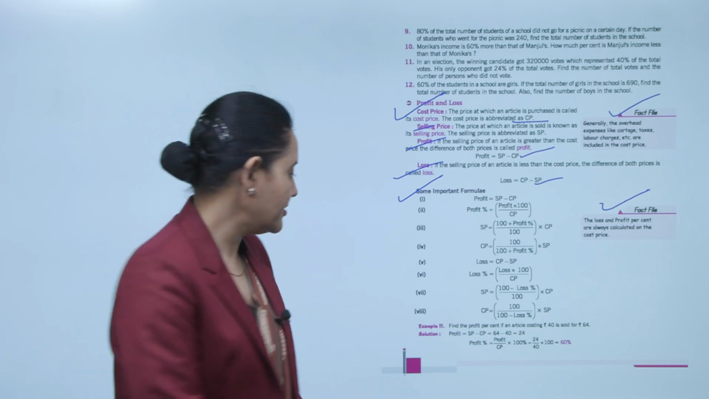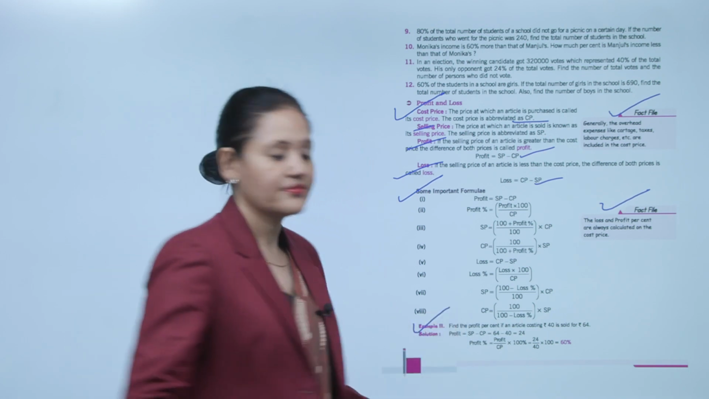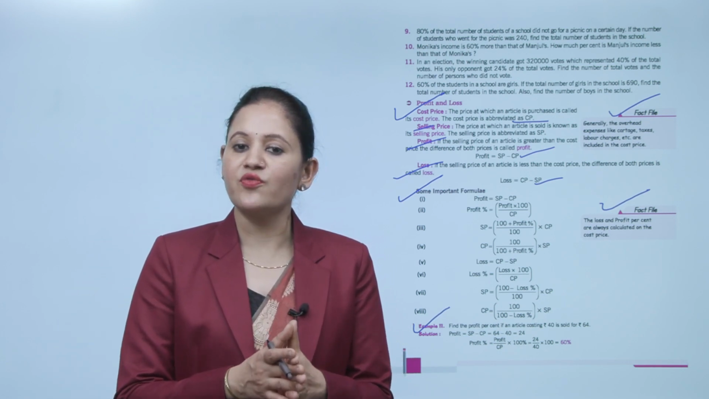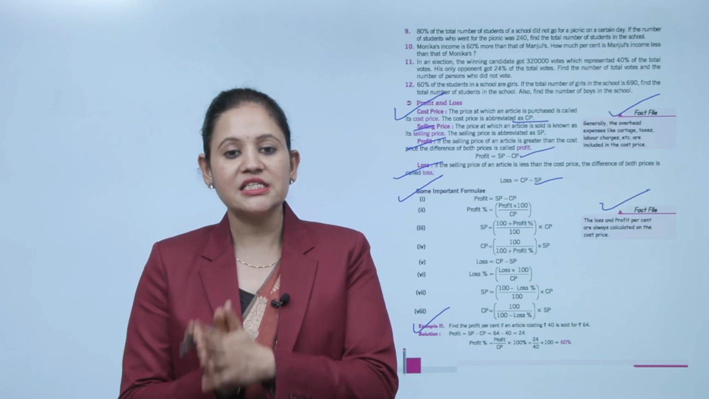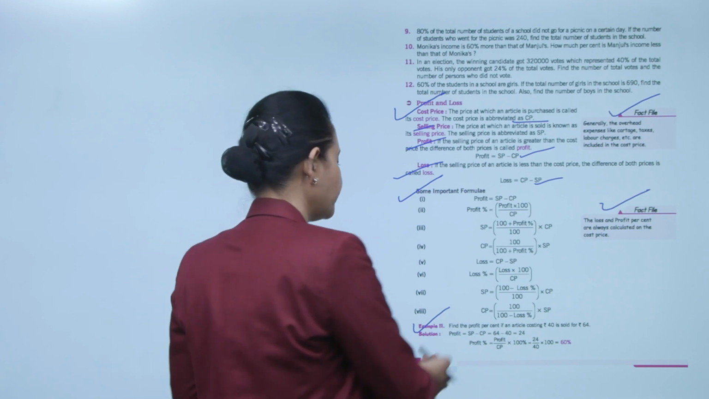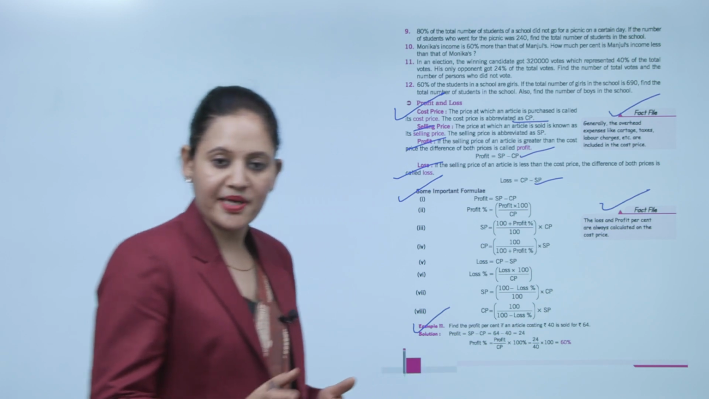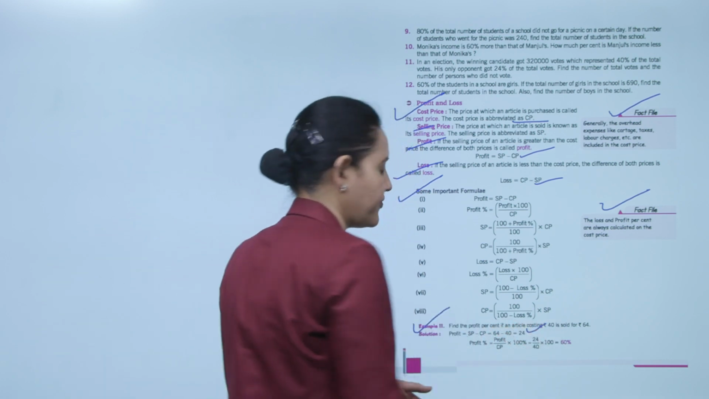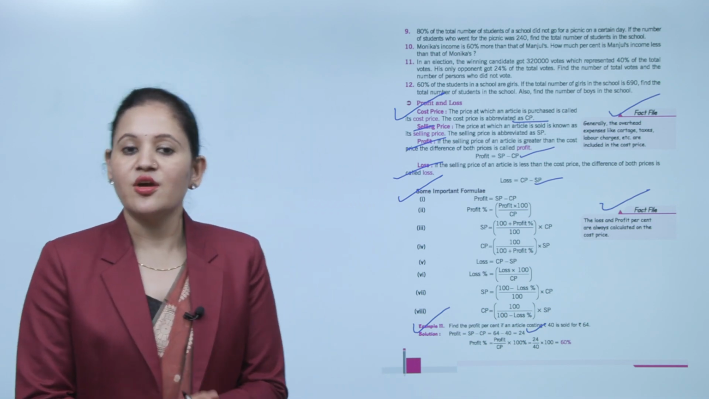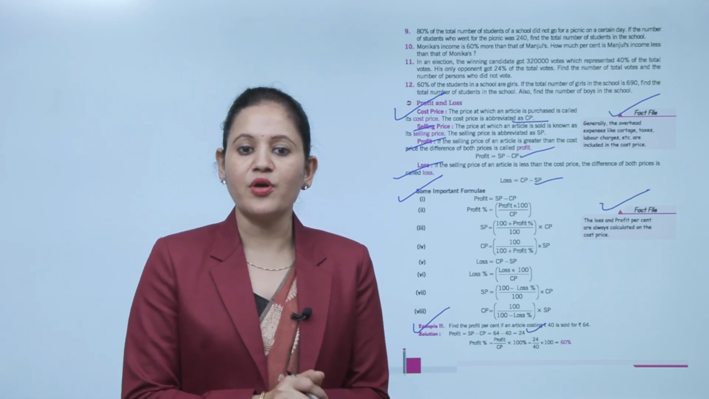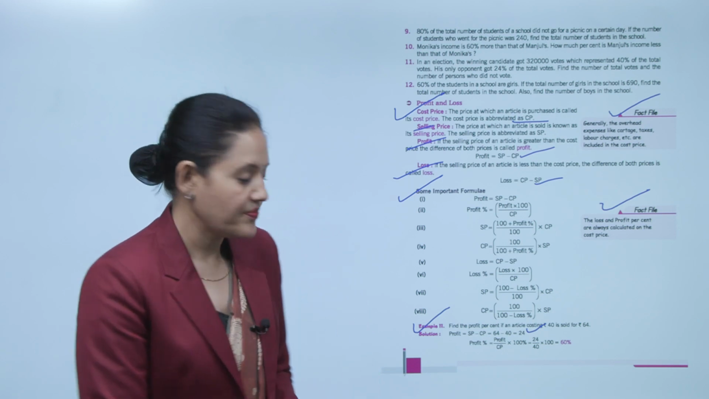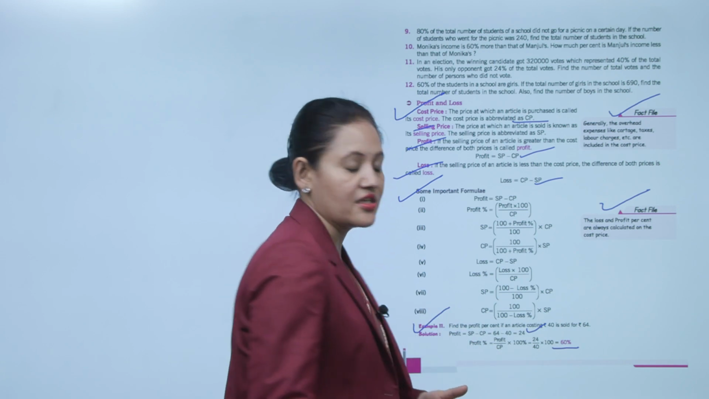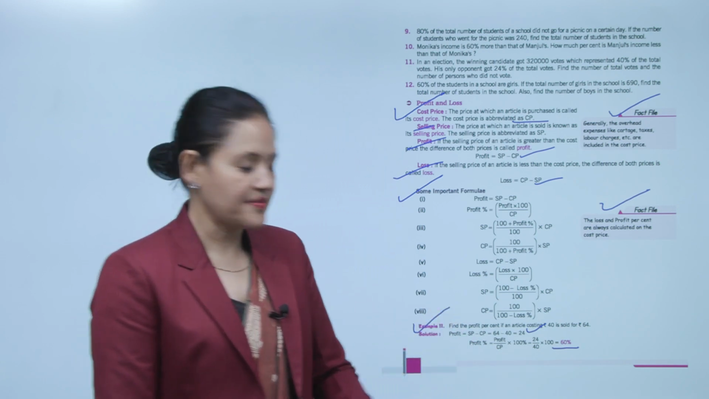Now, we will take an example. Find the profit percentage of an article costing rupees 40 and sold at rupees 64. So, profit equals SP minus CP, 64 minus 40, that is 24 rupees. That is the profit. Now, we have to find the profit percentage. Profit percentage equals profit upon CP into 100. So 24 upon 40 into 100, that is 60%. So profit percentage is 60%.